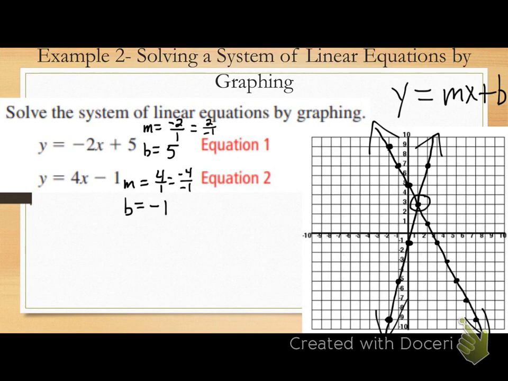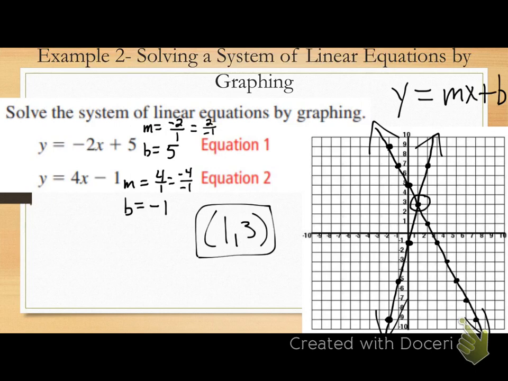1, 3. Everyone see that? So 1, 3 would be my solution. Any questions how I got that? What's a surefire way to test to see if that is our actual solution? Plug it in just like we did on example 1. I'd have to plug it in for both of my equations.